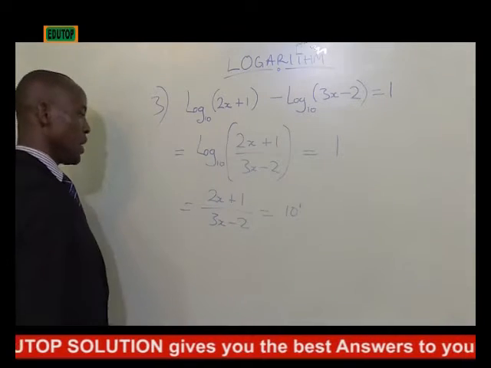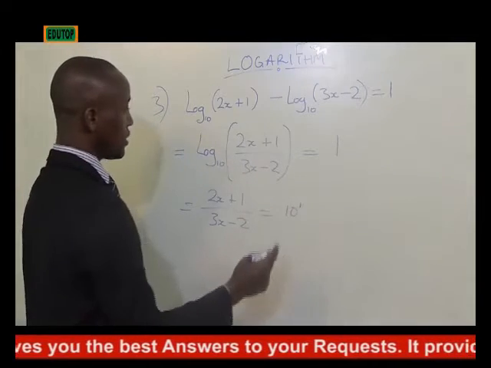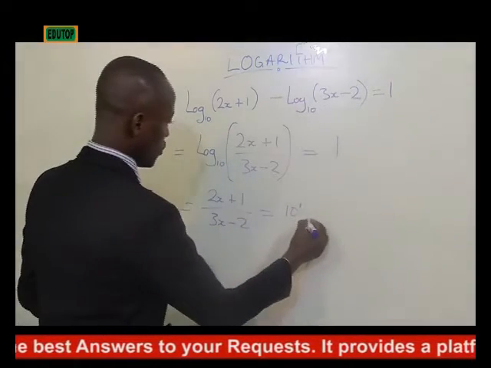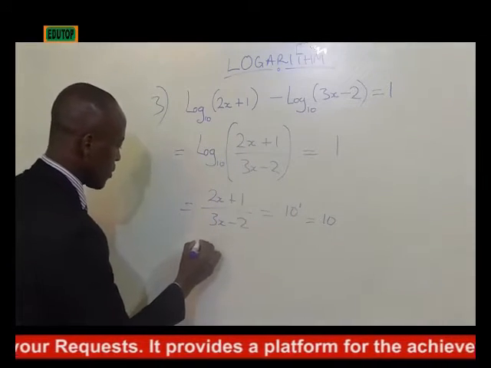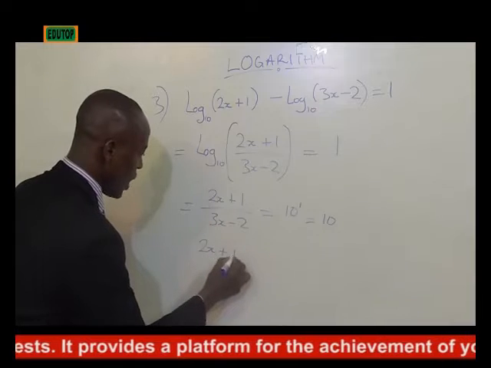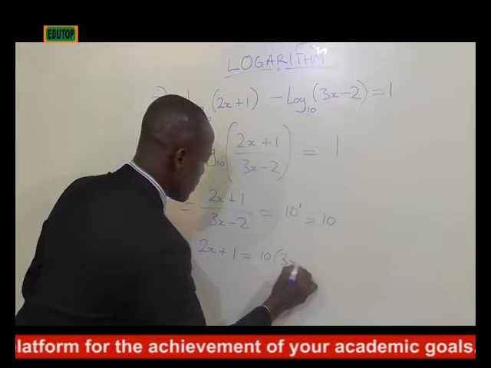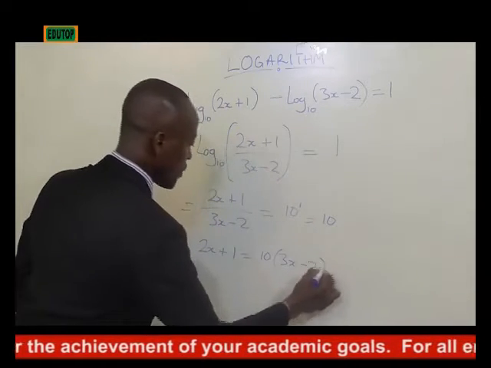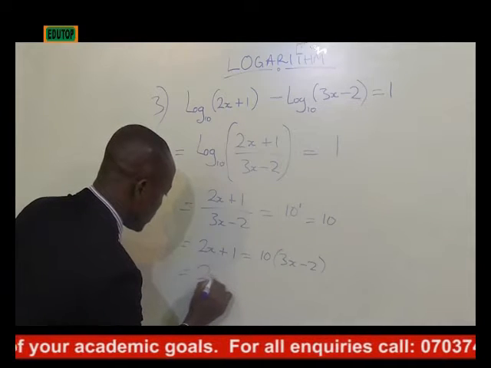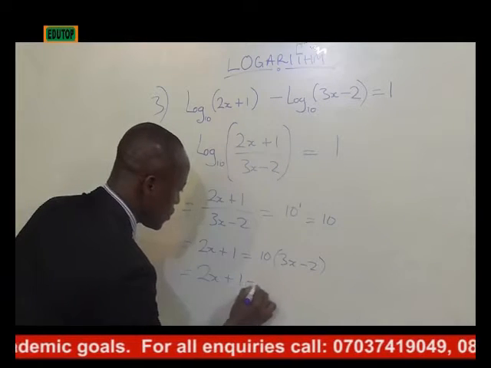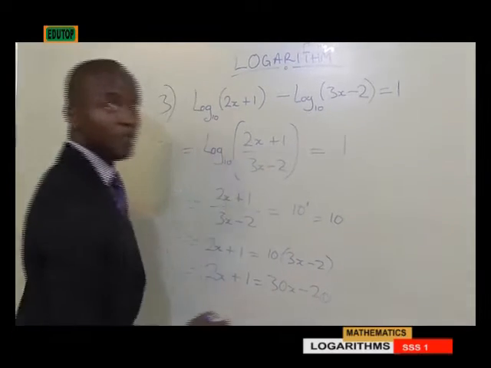So from here we'll now expand and then cross multiply. Remember that 10 raised to power 1 is 10. So we'll now cross multiply. By the time we cross multiply, we'll be having 2x plus 1 is equal to 10 into brackets of 3x minus 2. We'll now be having 2x plus 1 is equal to 30x minus 20.